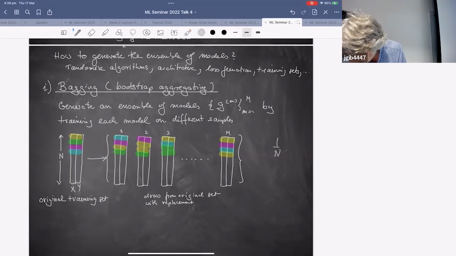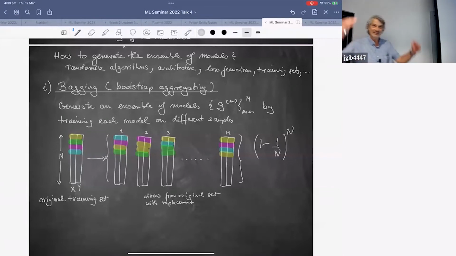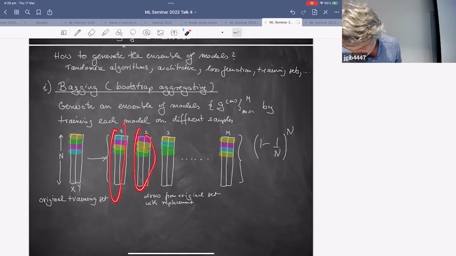So 1 over n, 1 minus 1 over n, you do that n times. So if your n is really large, this goes like 1 over e. So it's roughly 36% or something like this. Yeah, so you're missing 36% of the data. Okay. And so now you have this, but they're all independently drawn.